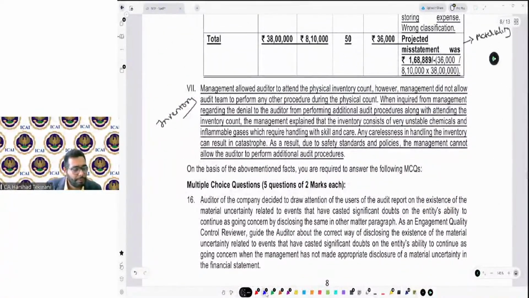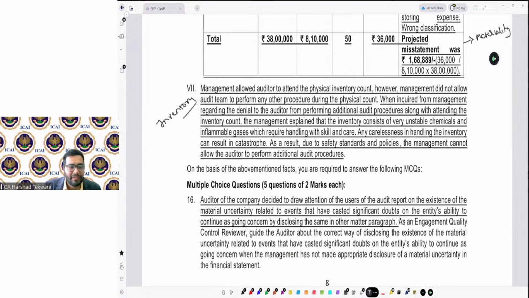First, the auditor of the company decided to draw attention of the user of the audit report to the existence of the material uncertainty related to the events that cast significant doubt on the entity's ability to continue as a going concern by disclosing the same in the other matter paragraph. So, the auditor of the company decided to draw attention regarding the entity's ability to continue as a going concern by disclosing the same in the other matter paragraph.